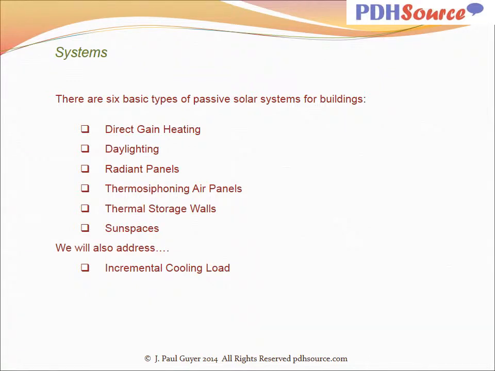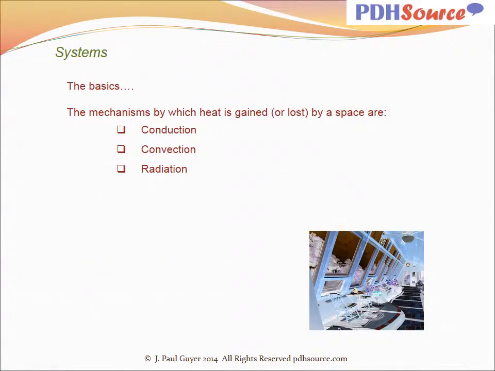There are 6 basic types of passive solar systems for buildings: direct gain heating, daylighting, radiant panels, thermosiphoning air panels, thermal storage walls, and sun spaces. Another important consideration is what is referred to as incremental cooling load. Now the basics. The mechanisms by which heat is gained or lost by a space are 3: conduction, convection, and radiation.